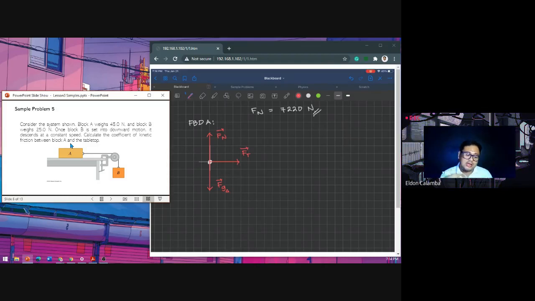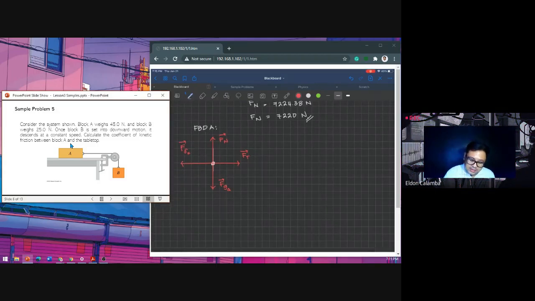So, for the direction of the friction force, it is always opposite to the direction of the motion. So, if the motion is to the right, so ang direction for our friction force is to the left. So, papunta sa left ang ating friction force. So, you have there F. Lagay ko lang K. FFK. Ayan. Okay? So, FBD, DB.